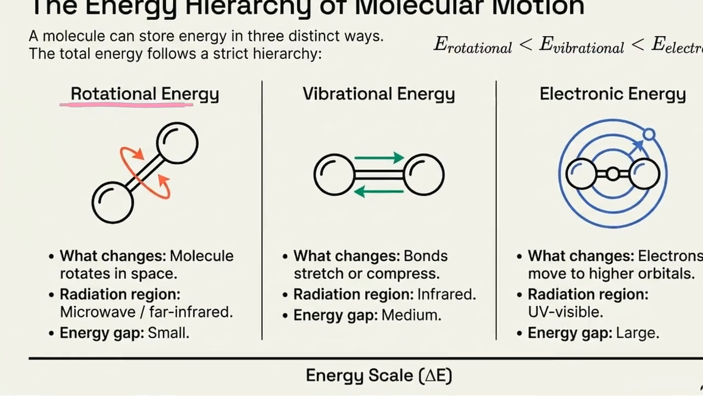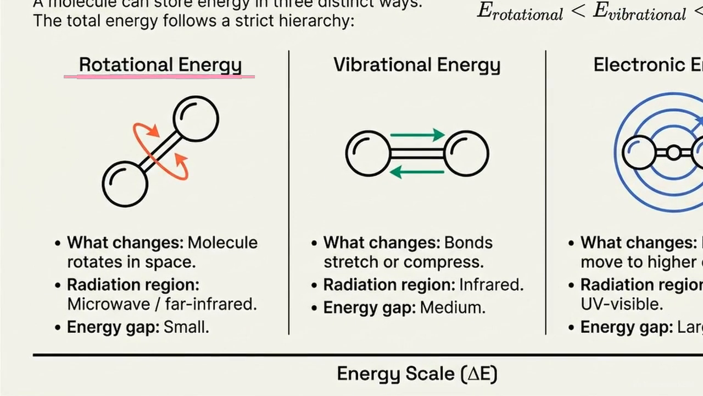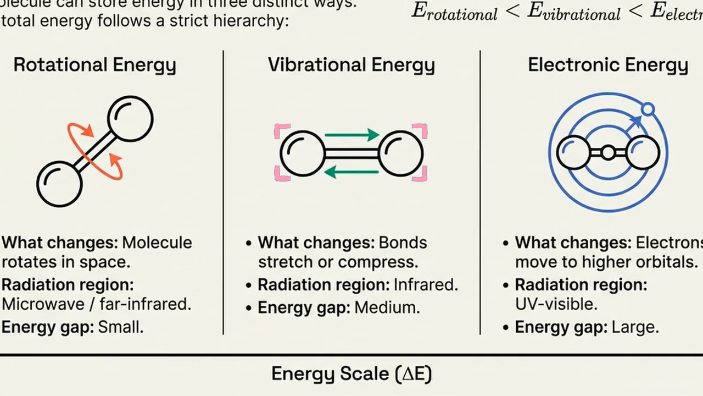electronic. Look at the first column. Rotational energy requires the least input. The energy gap here is small, placing these transitions within the low-energy microwave and far-infrared regions of the electromagnetic spectrum. The middle tier is vibrational energy. This governs the physical stretching and compression of molecular bonds. The energy gap is wider, requiring infrared radiation to trigger a transition.